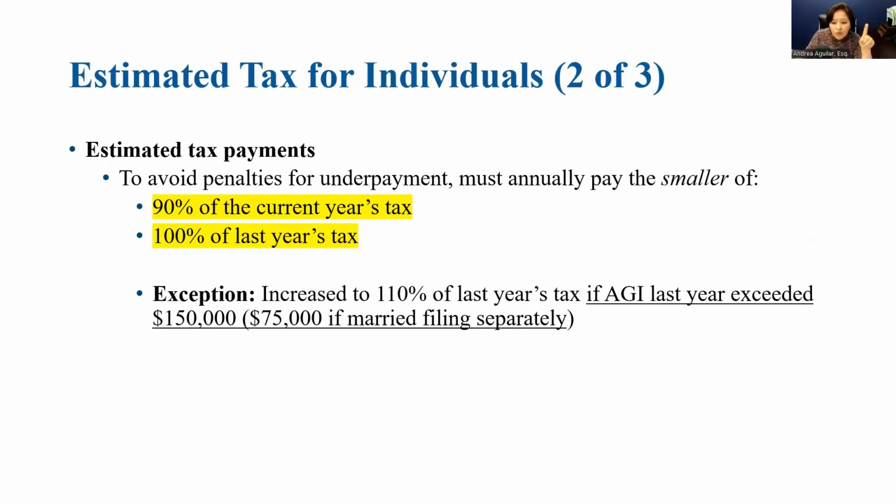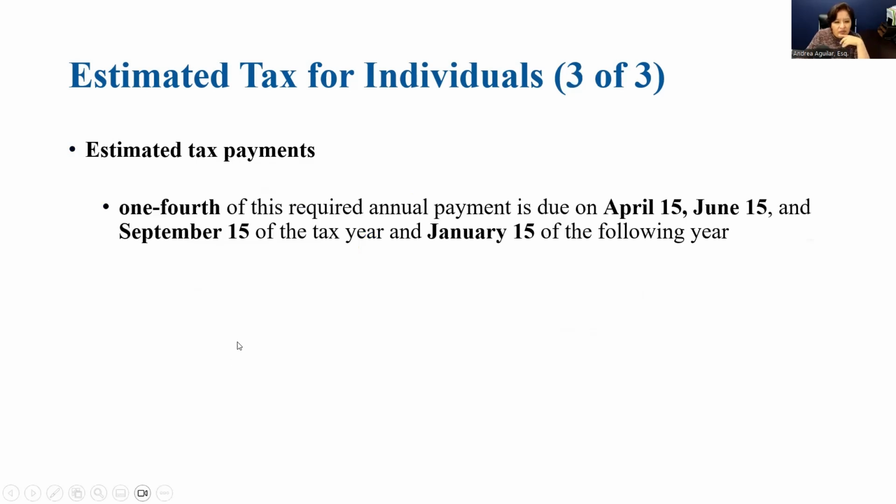But if you know that you're going to be a high earner, you're going to make more than $150,000 for a married couple, or $75,000 if you are married filing separately, or any other taxpayers, then you have to make estimated payments in the amount of 110% of your last year's taxes. Okay? So that is something that you need to remember.